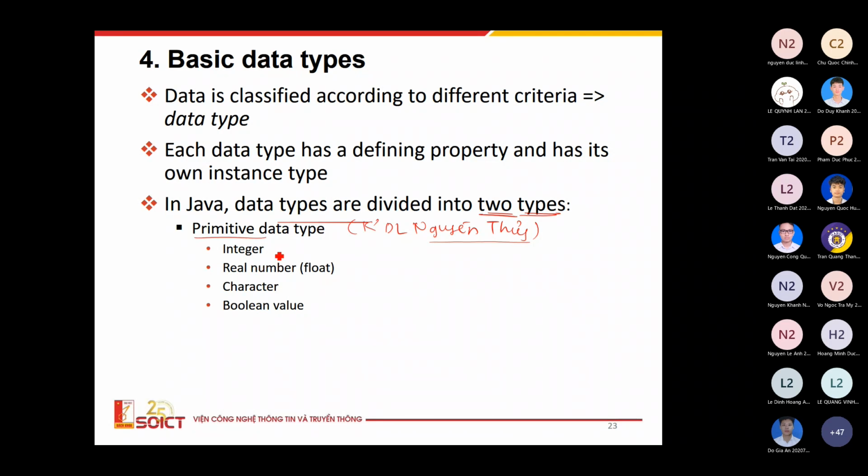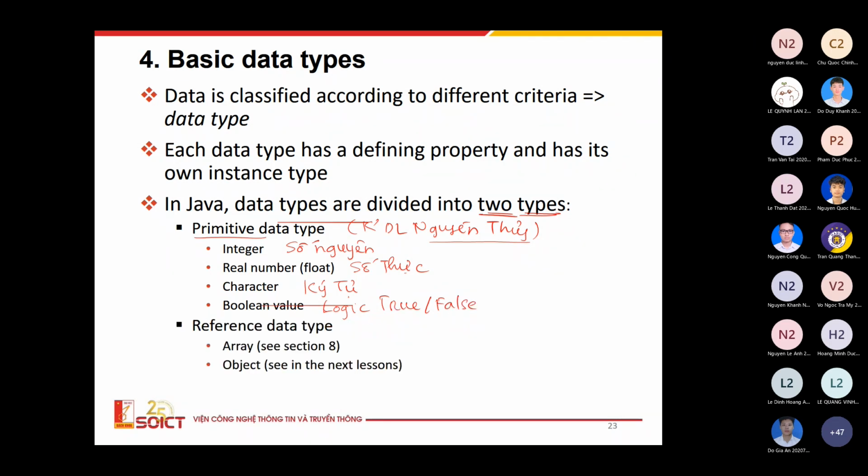Okay, we will have integer. Integer is to present the data type of số nguyên. You will have the data type real number to present the real number. You will have the kind of character, and you will have the type of boolean. That means something logic, true or false. Tức là chỉ có hai giá trị true or false.